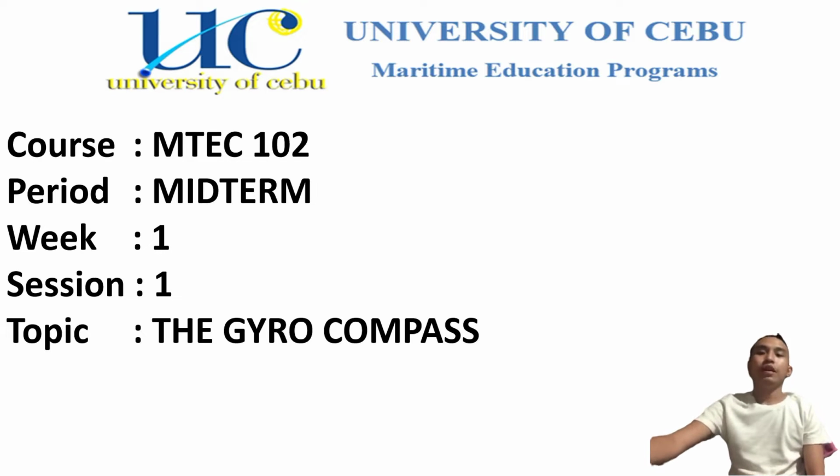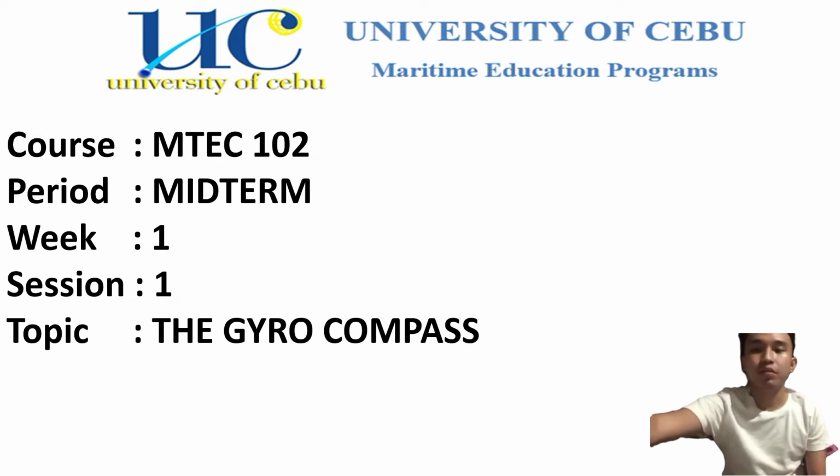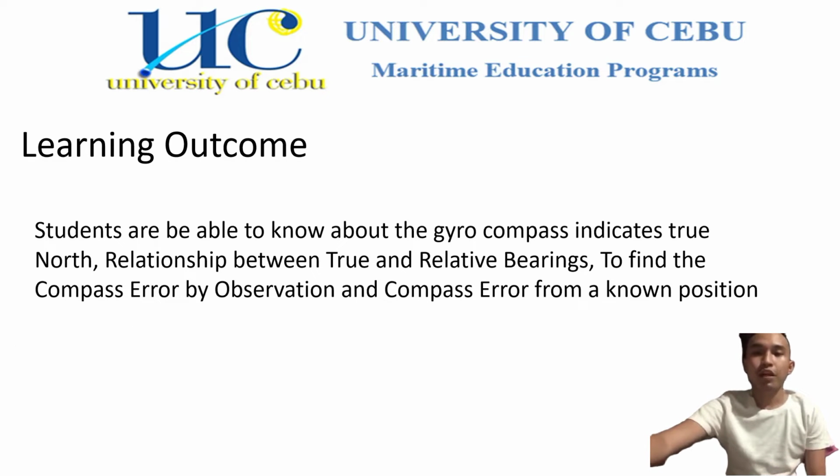Course MTech 102, period midterm, week 1, session 1, and our topic to discuss is the gyro compass. Learning outcomes: students are able to know about the gyro compass indicating true north, the relationship between true and relative bearings, and how to find the compass error by observation and compass error from a known position.